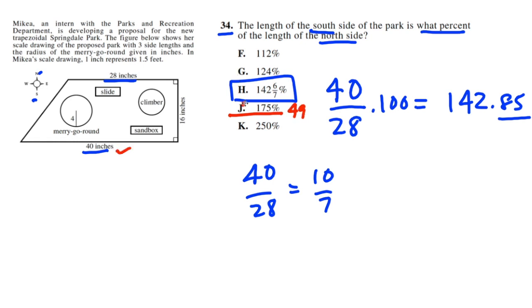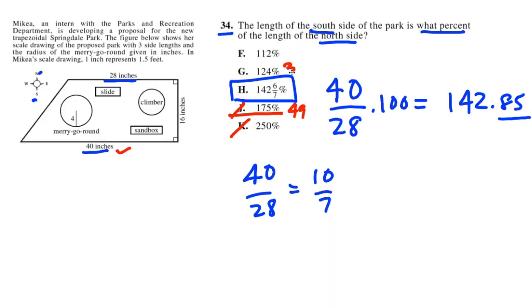Well, let's move up. So 175% is wrong. Well, so is 250%. Let's take 1.24 times 28, and that gives me 34 point something, which is too short. If 124 is too short, so is 112. So working backwards is an excellent technique to use with multiple choice answers. Take the answer choices and multiply them by the problem.